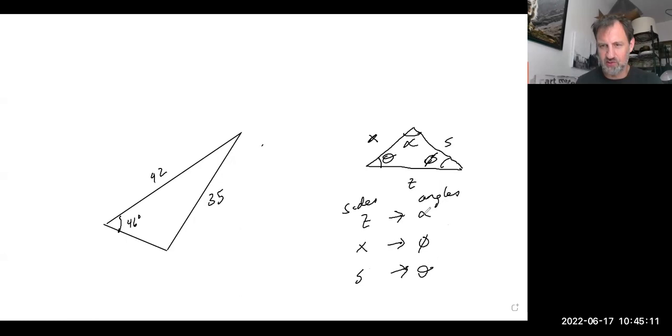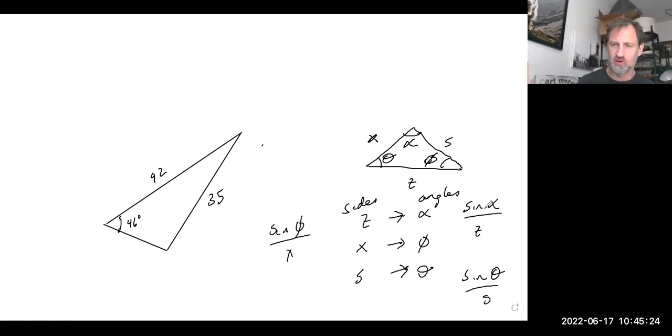So these are the ones that go in the sine, right? So sine alpha over Z is a ratio. Sine phi over X is a ratio. Sine theta over S is a ratio. And these are all equal to each other. It doesn't matter if I do the sine on top or the sine on the bottom, that's kind of up to me.